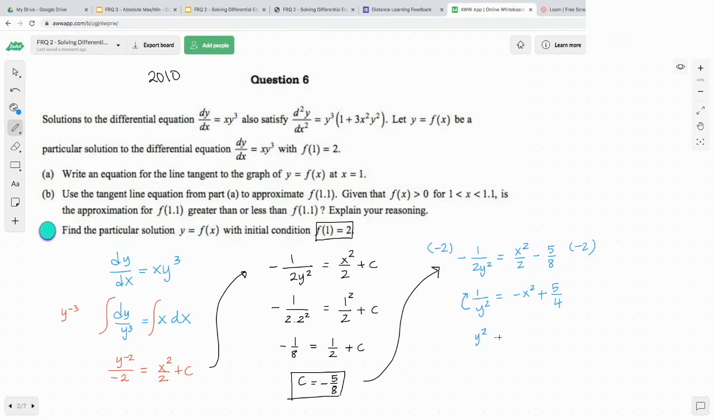So you want this to be flipped. So I'm just going to flip each side of the equation. So it's going to be 1 over negative x squared plus 5 over 4. Then you take the square root of each side. So it'll be y equals square root of 1 over negative x squared plus 5 over 4, right? This answer is enough for your AP exam. But if you want to go ahead and simplify it, your simplified version will be y equals 2 over square root of 5 minus 4x squared.